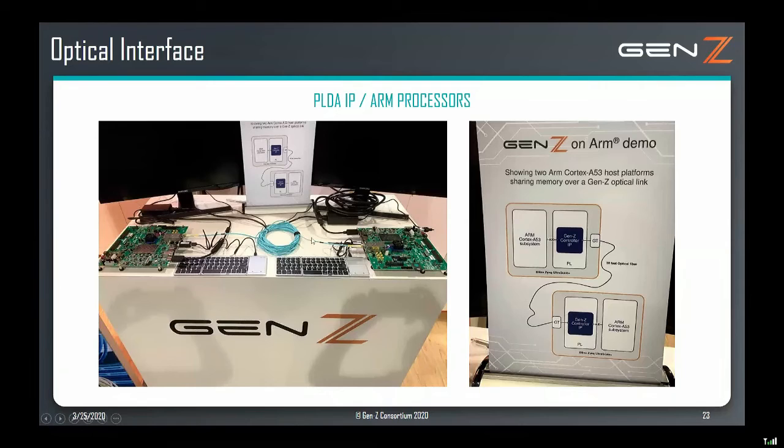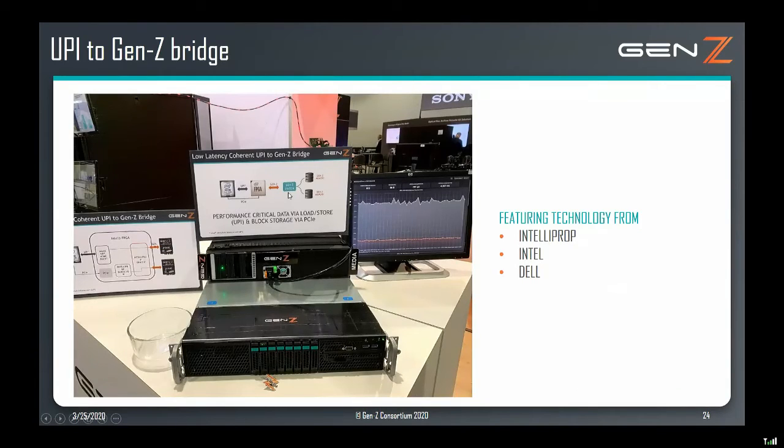In this image here, we have PLDA. They used ARM processors and then used an optical interface to connect two ARM processors that were sharing memory. And then a slide here where we're bridging from UPI, an Intel interface, to Gen Z using an Intel FPGA with IntelliProp IP there. And then that goes through a Gen Z switch, so that's an FPGA. These FPGAs are running at 25 gigabits per second per lane, and they're 4 lanes wide. So this matches that 1.0 specification that James was talking about earlier.